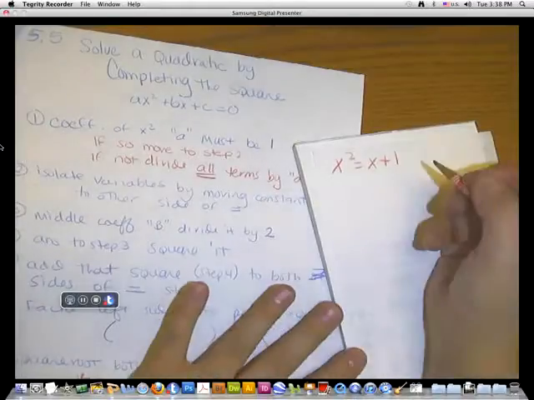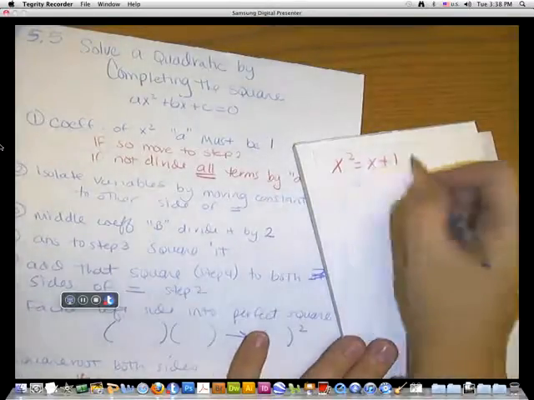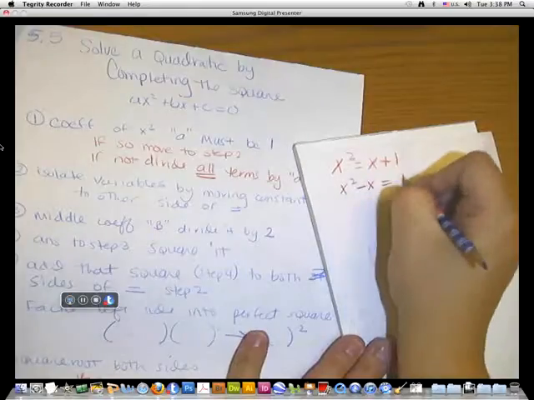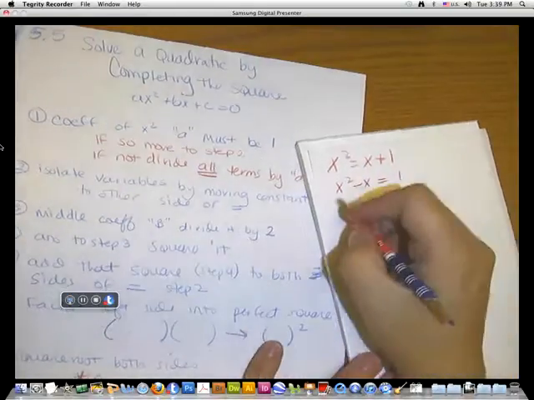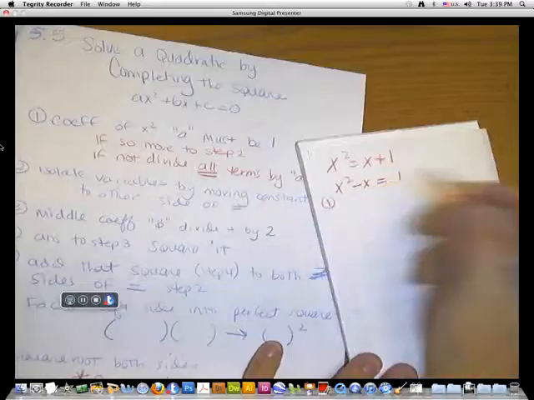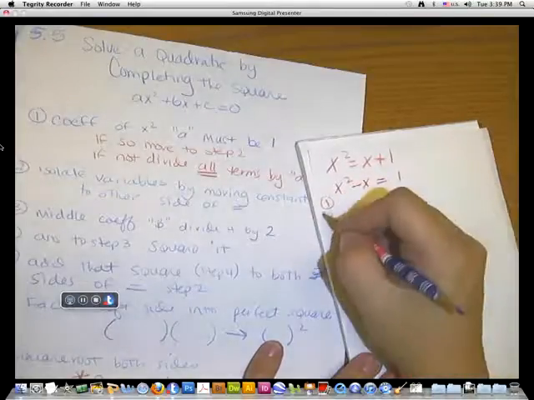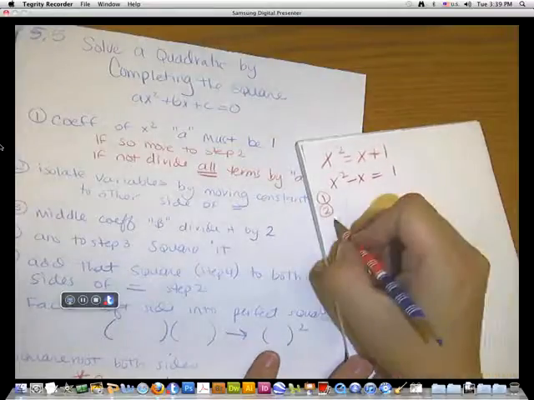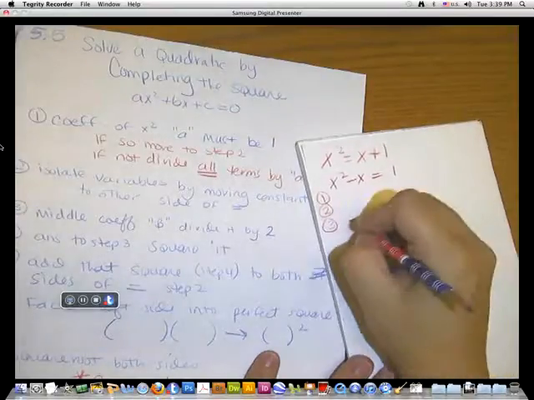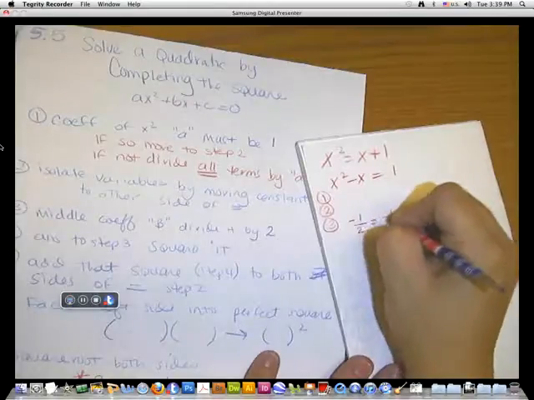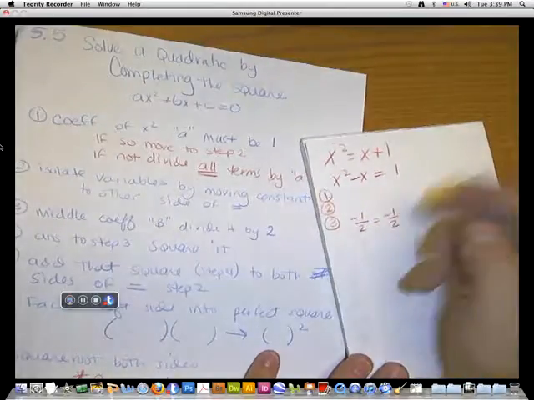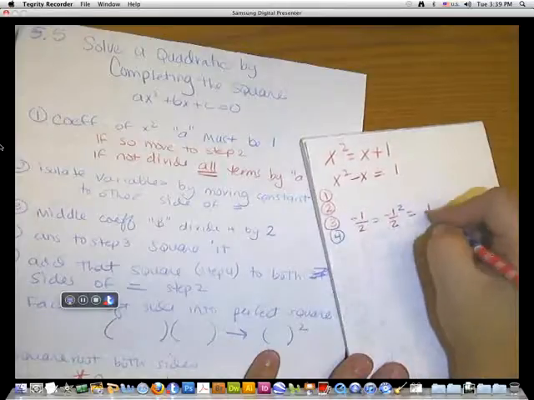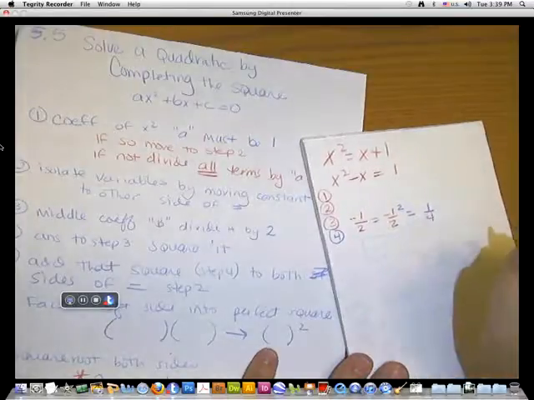First thing you want to do is make sure that we have everything in the right order. So x squared minus x. Now my leading coefficient is a 1, so that's okay. Step 2, I have moved the constant over, so that's good. Step 3 says I take the middle term and divide it by 2, so I get negative 1/2. Step 4 says I square that, so that's going to give me a positive 1/4.